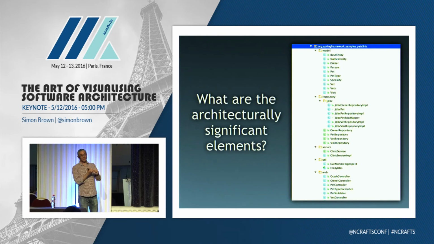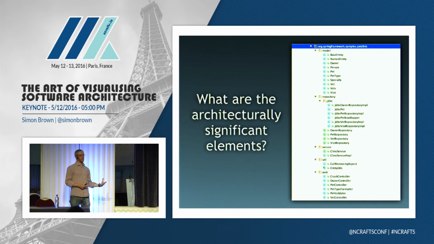I'm going to say that the repository things are important because that was the bottom layer on the diagram. The service is really important, and you'll see why in a second. I really hope the utils are not important. That'd be very, very bad. And I think the web controllers are somehow important.